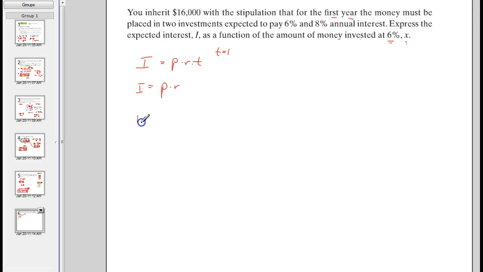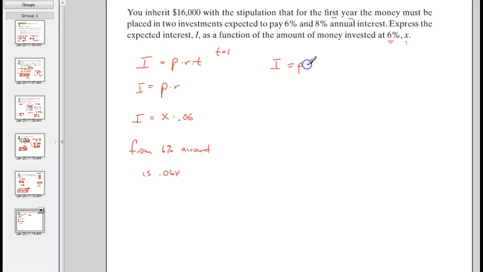So the interest in the 6% account is going to be the principal, the amount that we put in there, X, which is what we don't know. The amount of money invested at 6%, which is X, is our principal, times the rate, which is 6%, so I'm going to write it as 0.06. So the interest from the 6% account is 0.06X.